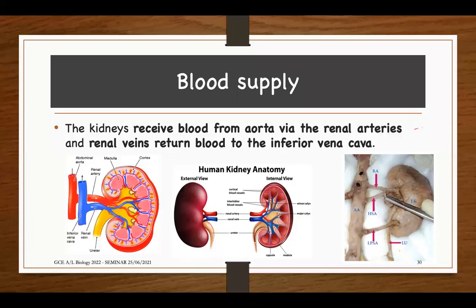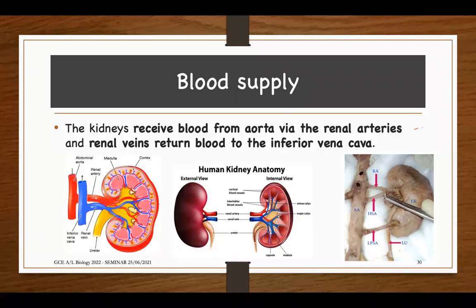Okay. So the blood supply: the kidneys receive blood from the aorta, while the renal veins return blood to the inferior vena cava. Kidneys will receive blood from the aorta. You know the heart pumps blood, and blood is pumped to the body from the aorta. So through the renal arteries, kidneys will receive blood, and after the blood is used up, that blood will be returned to the renal veins, and renal veins will take that blood into the inferior vena cava. That will again take the used deoxygenated blood into the heart.